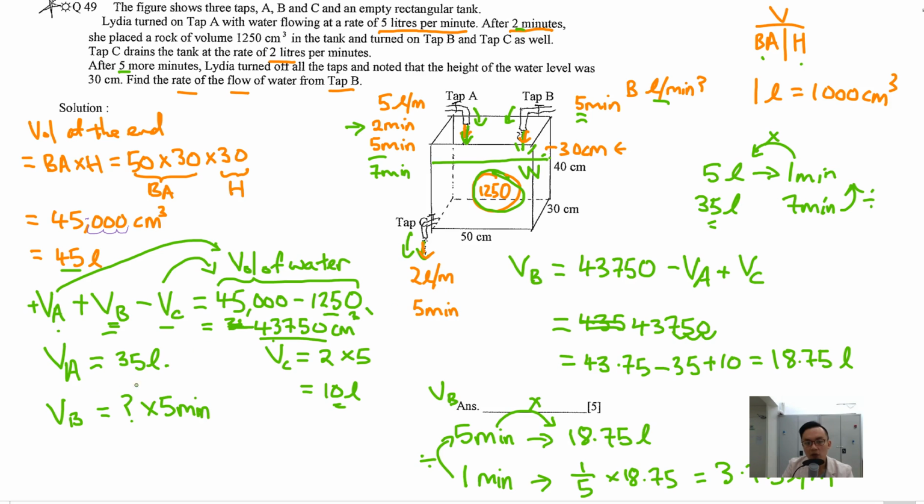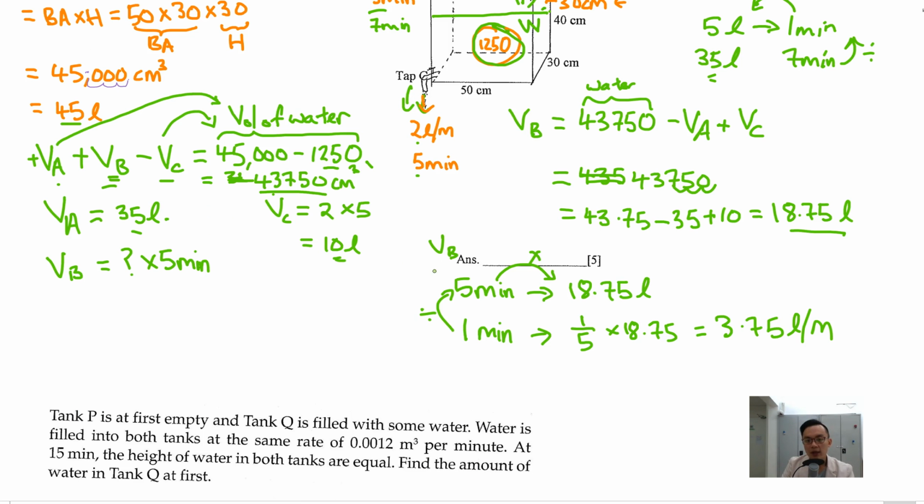So then you can find the volume of A that came out, which is 5 liters times 7 minutes. You need to realize it's 7 minutes based from the question. And then you can find volume of C coming out, which is 2 liters per minute times 5 minutes, which is 10 liters. And you can then find volume B when you move all the C over. Okay, so that's the volume of the water minus away the volume of A plus the volume of C. And you get the volume of tap B is 18.75.